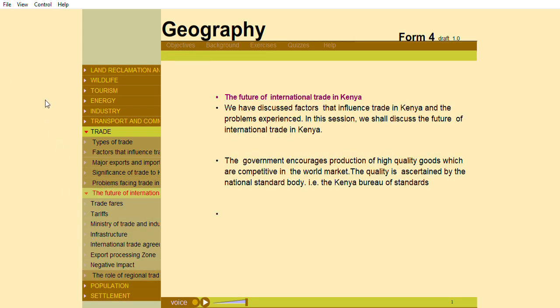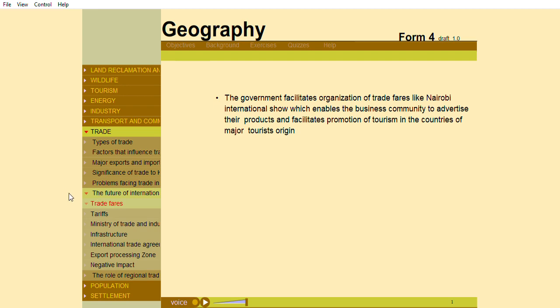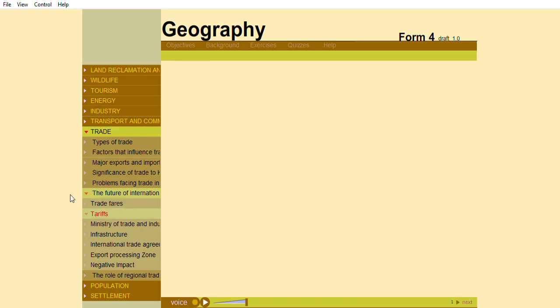The future of international trade in Kenya. We have discussed factors that influence trade in Kenya and the problems experienced. In this session, we shall discuss the future of international trade in Kenya. The government facilitates organization of trade shows in the area, such as the Nairobi International Show, which enables the business community to advertise their products and facilitates promotion of tourism in the countries of major tourist origin.